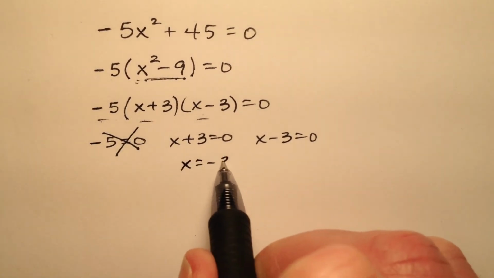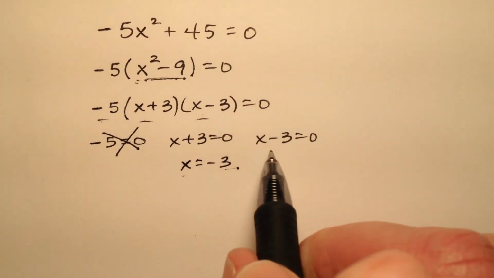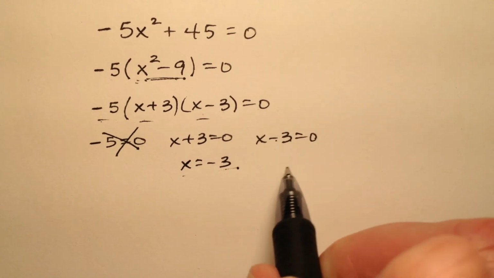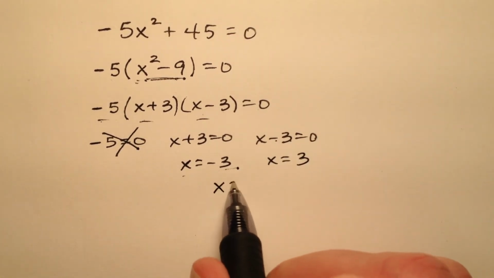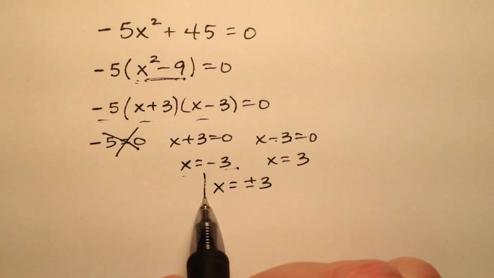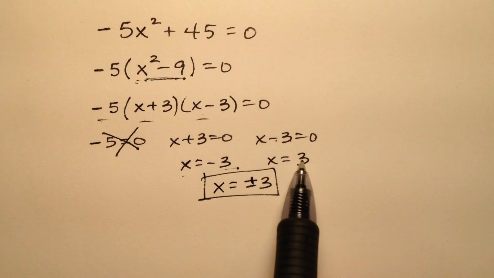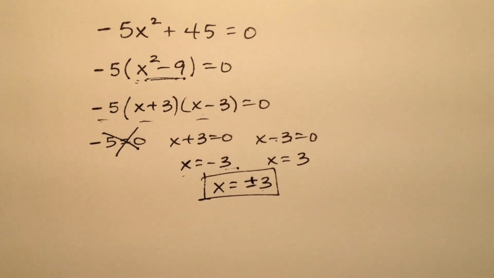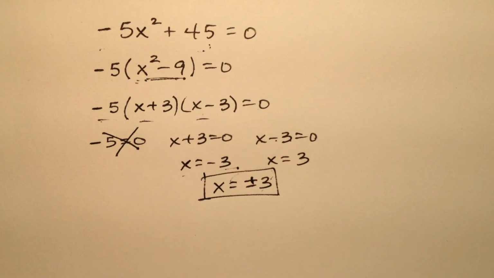So here, this x plus 3 equals 0 yields x equals -3, and then the x minus 3 equals 0 yields x equals +3. So my solutions will be plus or minus 3, and the plus or minus, remember, just means it's either positive or negative. So x equals plus or minus 3. This is going to be the solution for this original quadratic equation.